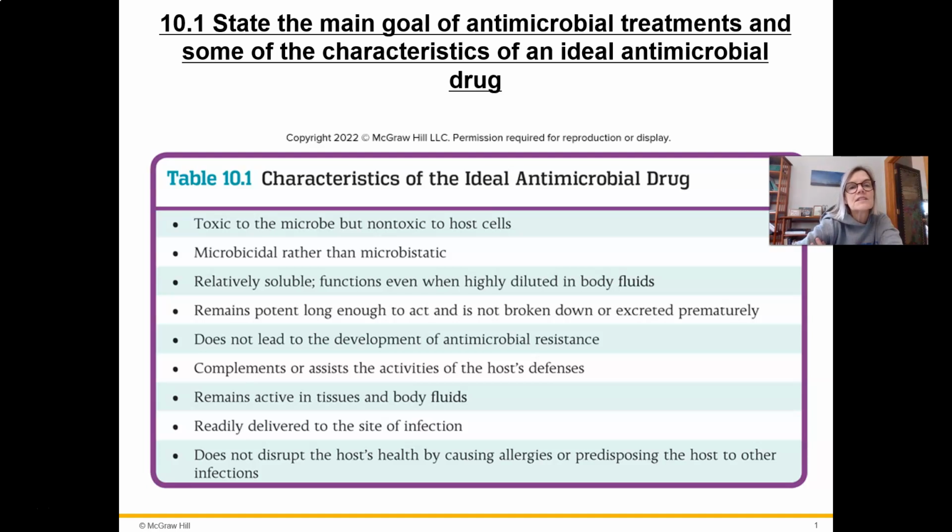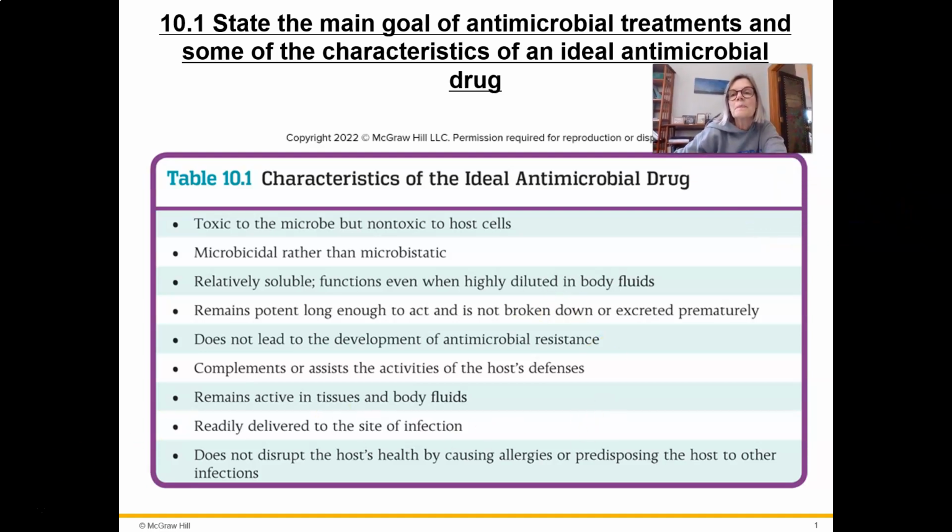The first one I have on here is state the main goal of antimicrobial treatments and some of the characteristics of an ideal antimicrobial drug. So if we just start off with that definition of what is an antimicrobial drug? This is going to be, first of all, a drug. We've talked about microbial control, and we've talked about physical and chemical controls and controlling microbes on the surface of the body, on different inanimate objects. But when we're talking about drugs, we're talking about using microbial control within a living organism.